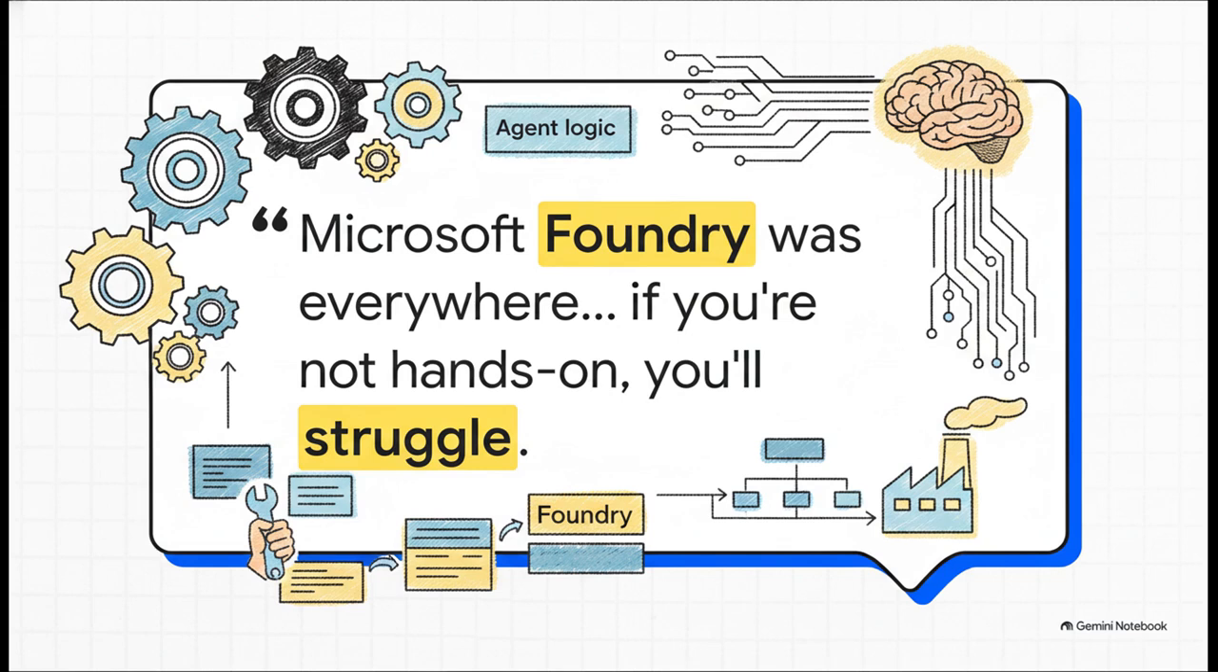One frontline test taker who just survived the 63-question beta exam dropped this quote on Reddit, noting that Microsoft Foundry was absolutely everywhere. It is literally the backbone of the exam. You can't just memorize theory here. If you are not hands-on with Azure AI Foundry for orchestrating agent logic, you are absolutely going to struggle. This certification is all about proving you can build and operationalize these complex systems in the real world.